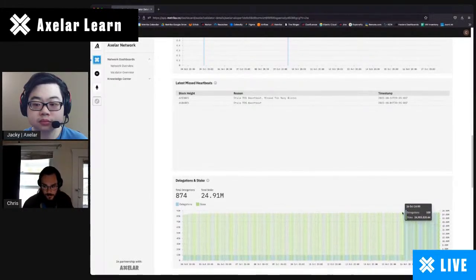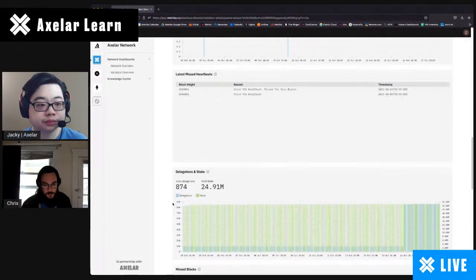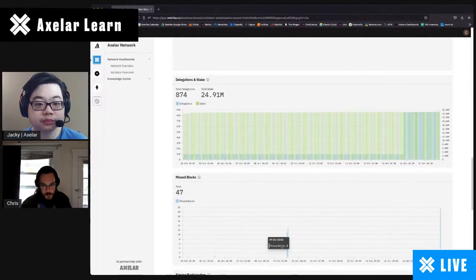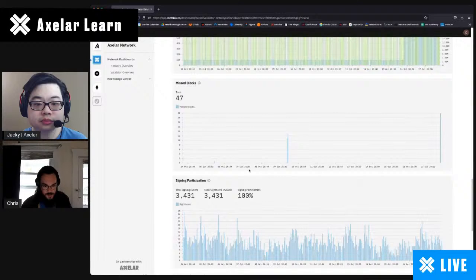And that means that since stake didn't increase by that much, it's a lot of smaller delegations, which is kind of cool to know. In general, the behavior you want to see here is that both delegations and stake are increasing in time. That means the validator is probably improving their performance, and people are trusting it enough to delegate their Axel with it. And then here we have missed blocks, and you can see how it's participating in the Tendermint consensus protocol over time. And then finally, we have signing participation, which we discussed.